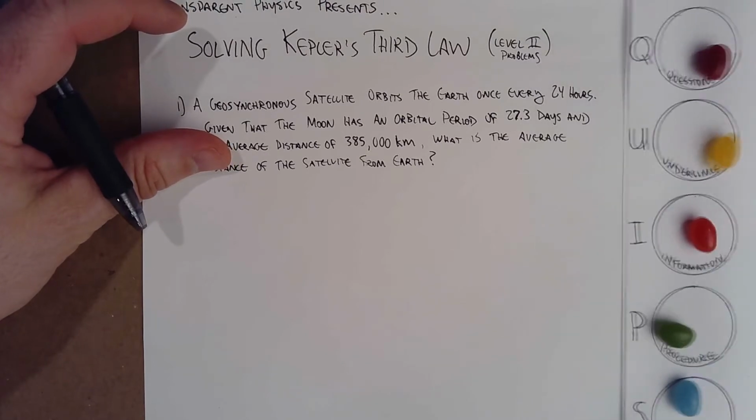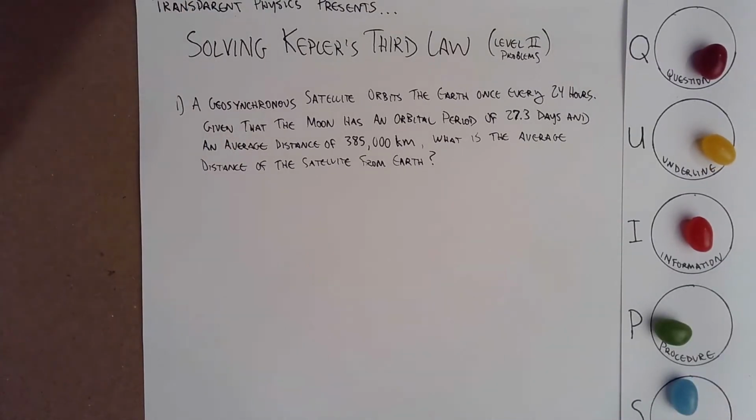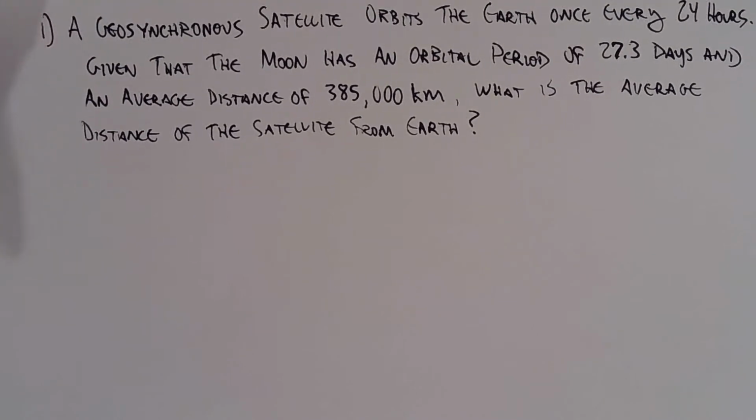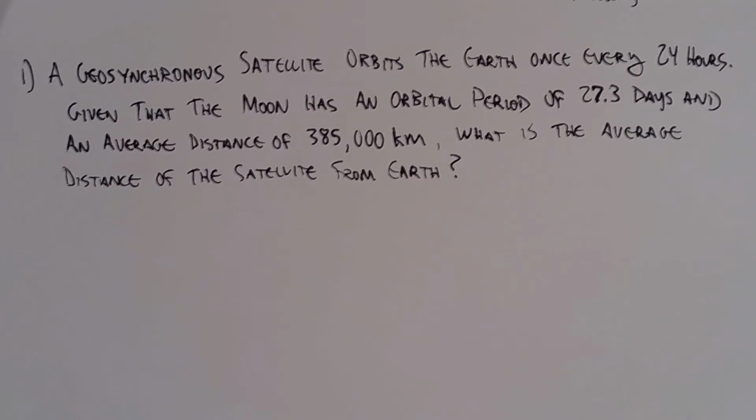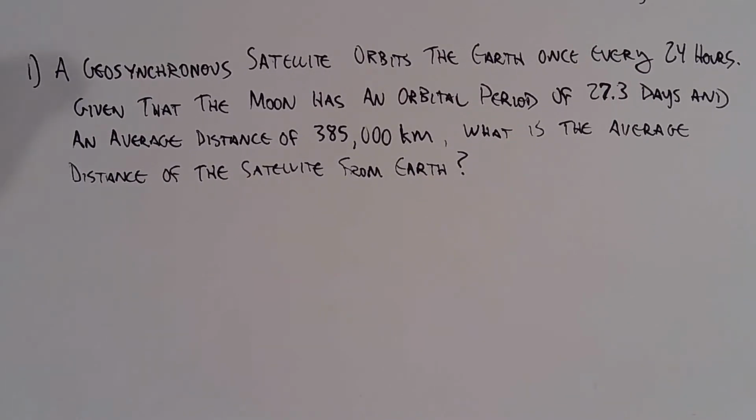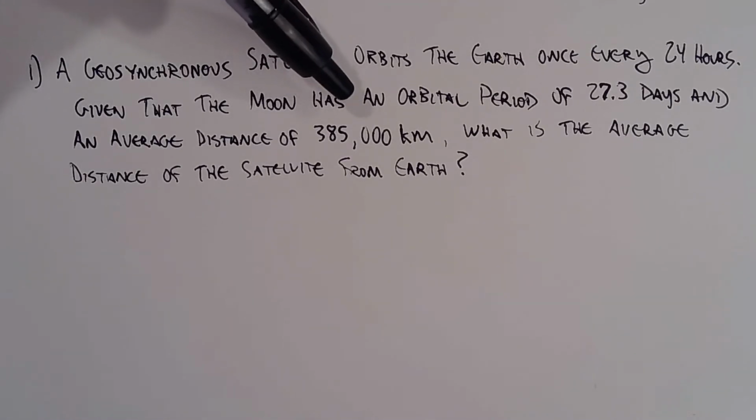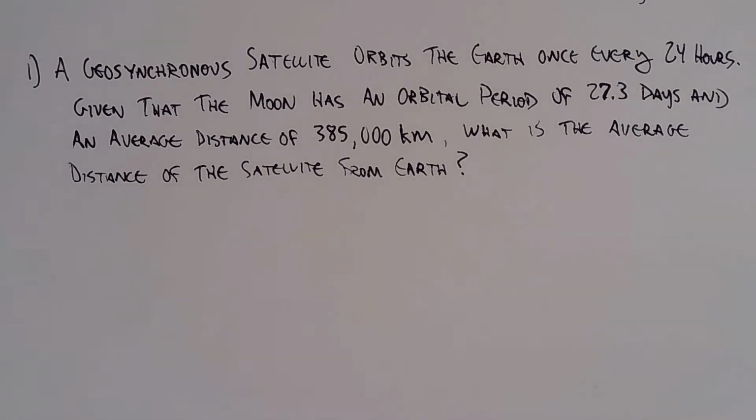So let's do this. Okay, so a geosynchronous satellite orbits the Earth once every 24 hours. By definition, that's what a geosynchronous satellite does. Those are handy for lots of purposes. Given that the Moon has an orbital period of 27.3 days and an average distance of 385,000 kilometers, what is the average distance of the satellite from the Earth?